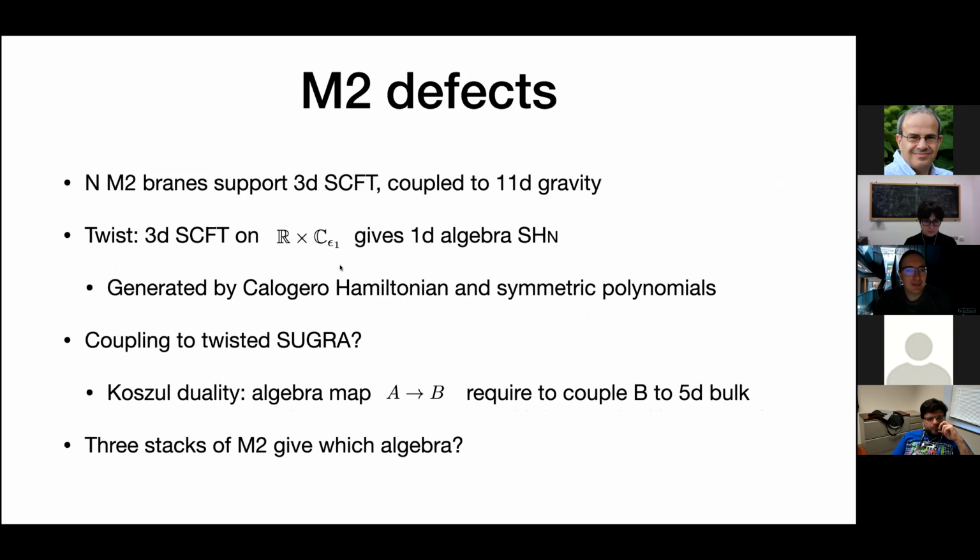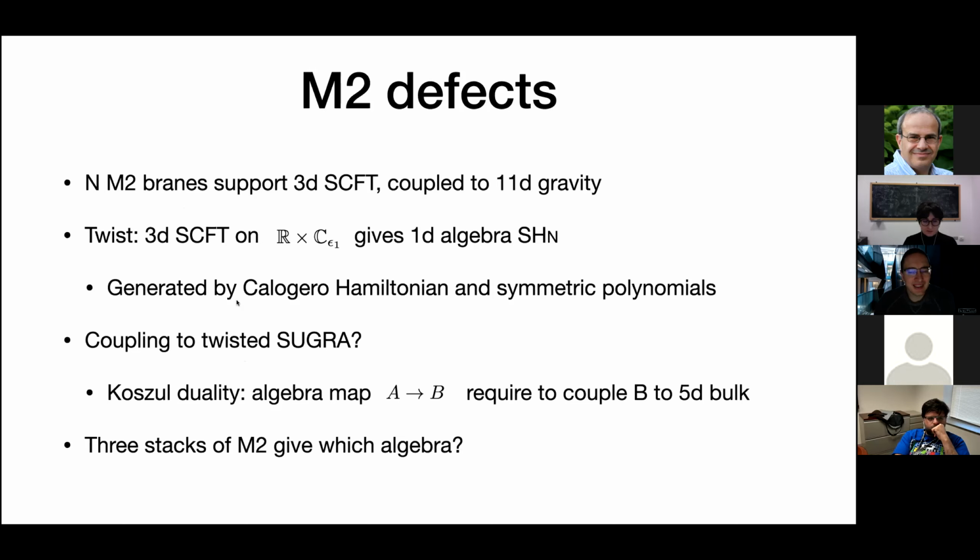Now, a similar story can be formulated about M2-branes. Again, a stack of M2-branes supports a three-dimensional superconformal field theory. After omega deformation, this becomes a topological algebra, which in the particular case of the M2-branes can be given a variety of names. It's the quantization of the Hilbert scheme of points. It's also called the spherical Hecke algebra, I think. It has a variety of presentations.